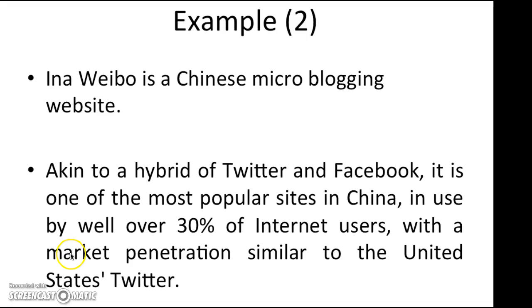Next, we talk about another example, which is Weibo. Weibo is a Chinese micro-blogging website. It is similar to a hybrid of Twitter and Facebook. It is one of the most popular sites in China, in use by well over 30% of internet users, with a market penetration similar to US Twitter. It was launched by Sina Corporation on 14 August 2009.